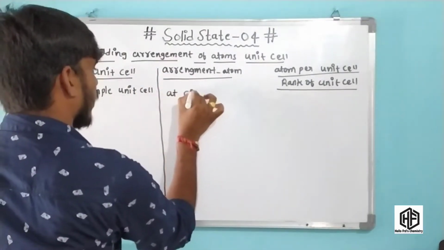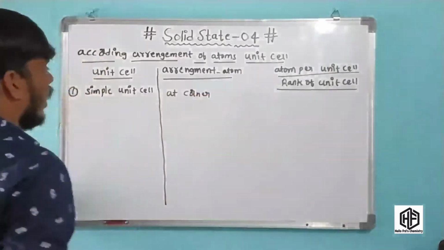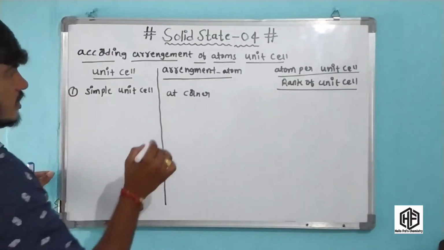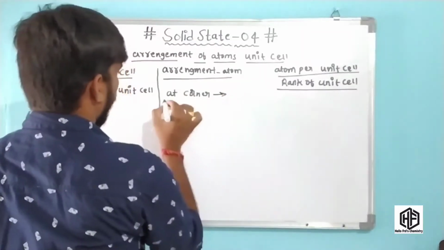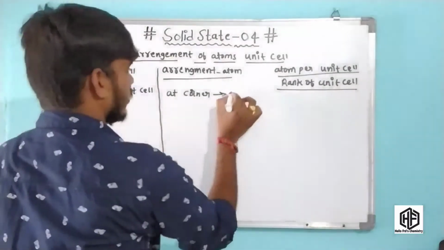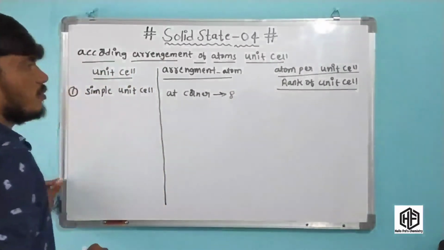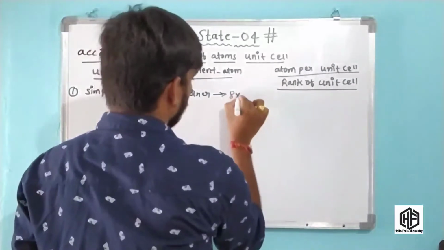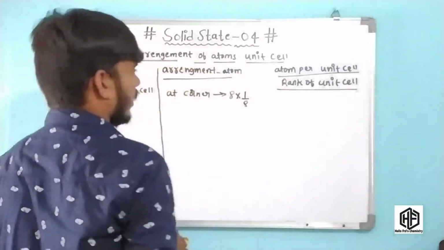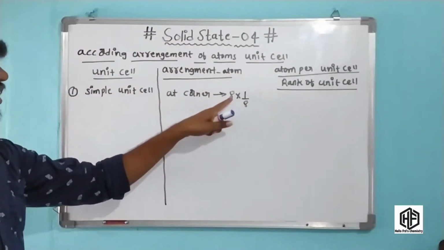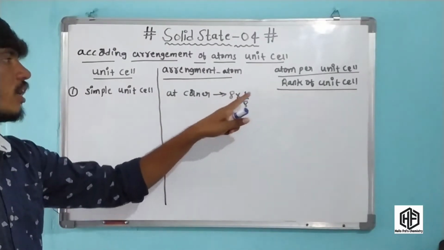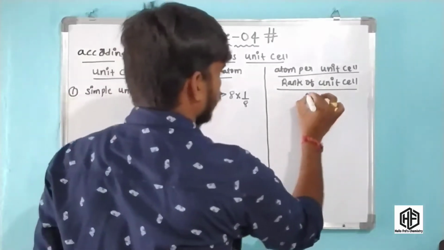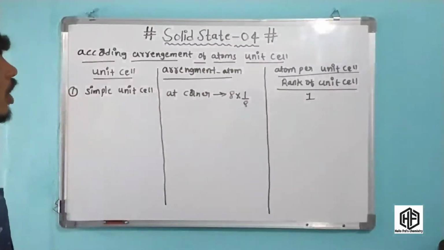Okay friends, in the simple unit cell the atoms are arranged at corners. In the simple unit cell, the number of atoms at corners is 8. Okay friends, 8 atoms are present at corners, and the contribution of each atom is 1/8. Okay friends, 1/8 part is the contribution of the atom in the unit cell. Finally, what happens friends? The rank of unit cell is 1 in the simple unit cell.